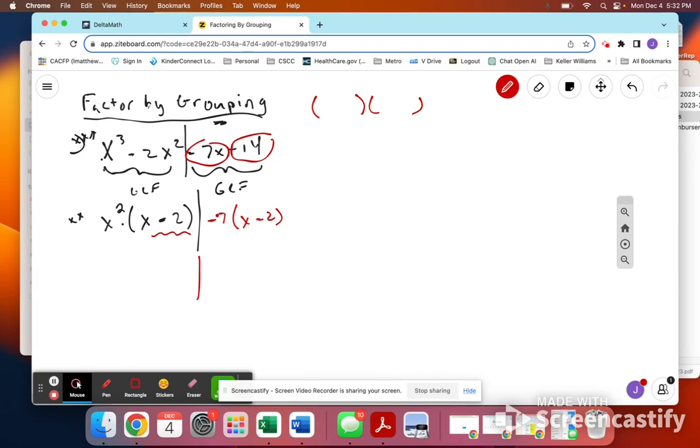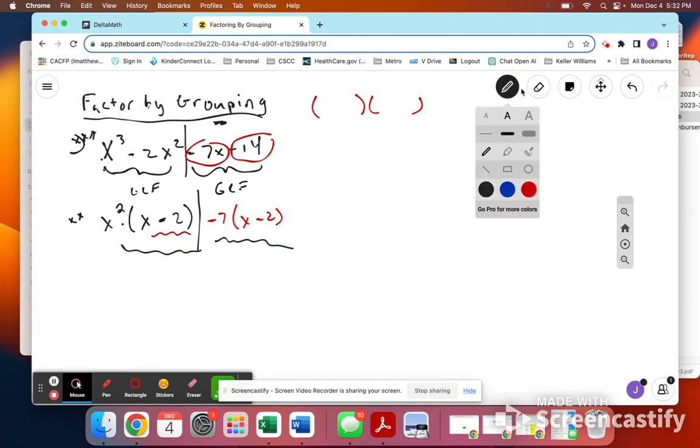Now, I can always check that by doing negative 7 times x. I get negative 7x. I get negative 7 times negative 2. I get a positive 14. So I'm good. All right. So to this point, all I really did was pull out the greatest common factor. I used a lot of words, but that's all I really did. Now, when I look at this, between this piece and this piece, I have another common factor. I don't know if you see it or not, but I'm going to use blue this time to put a circle around this and this.